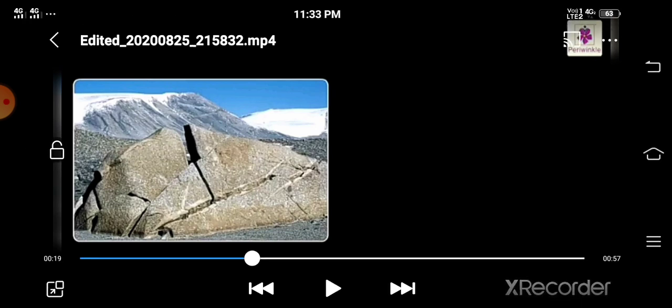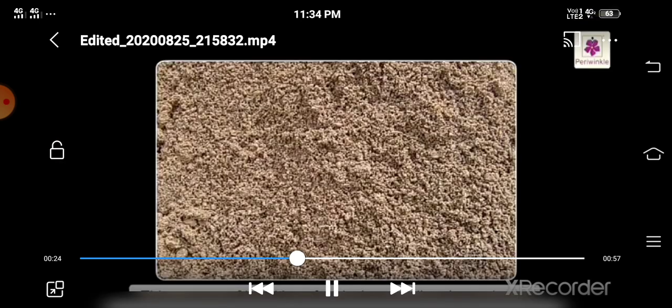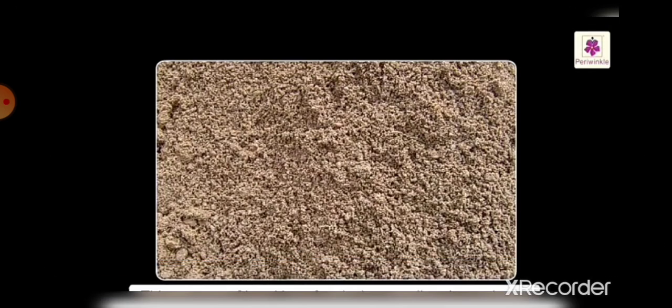So, let us see how soil is formed. Soil is formed by the breaking down of rocks. The sun's heat, the rain and the wind also help in the breaking down of rocks. This process of breaking down of rocks lasts for thousands of years. So, it takes thousands of years for soil to form.